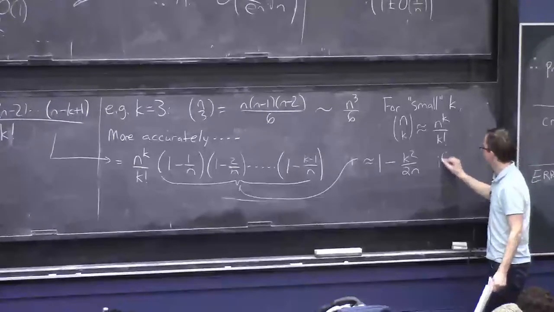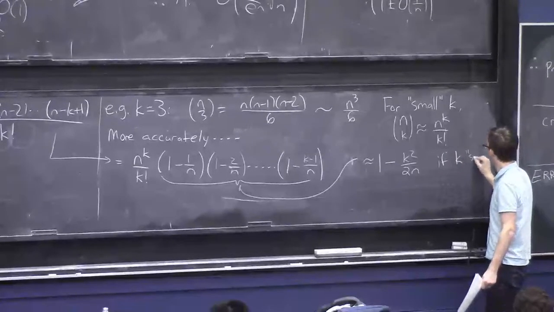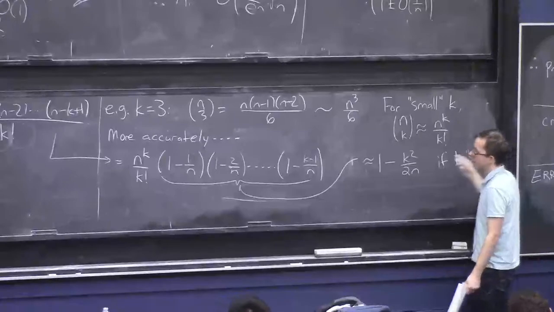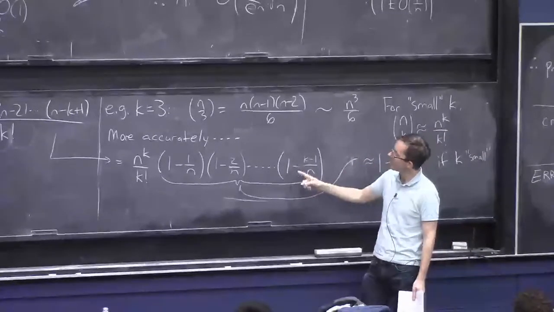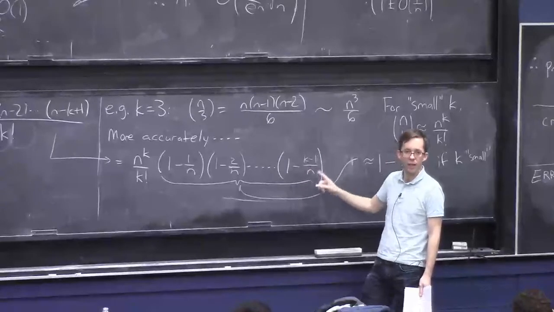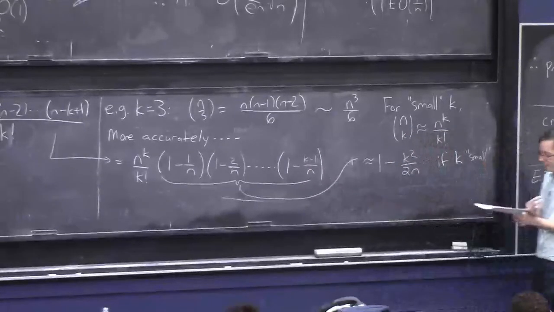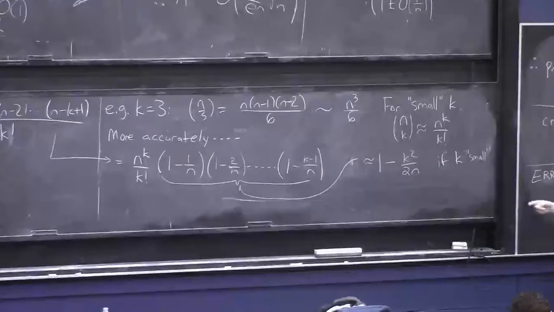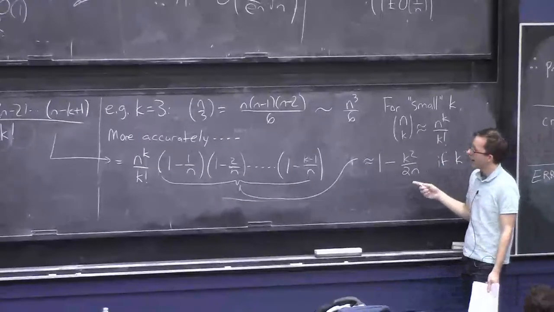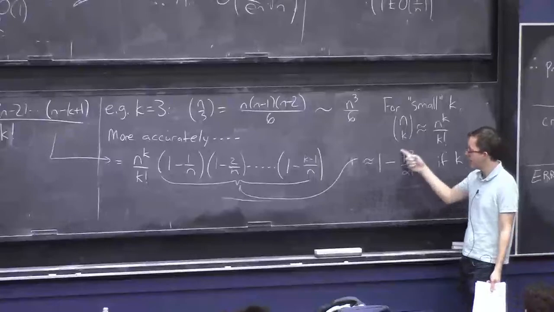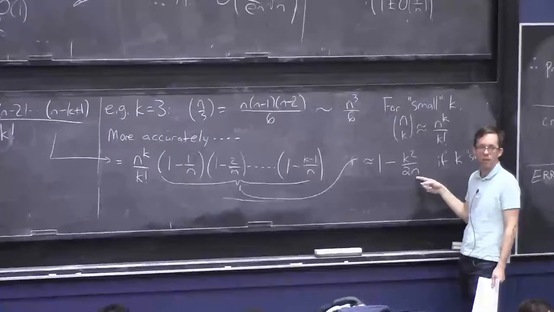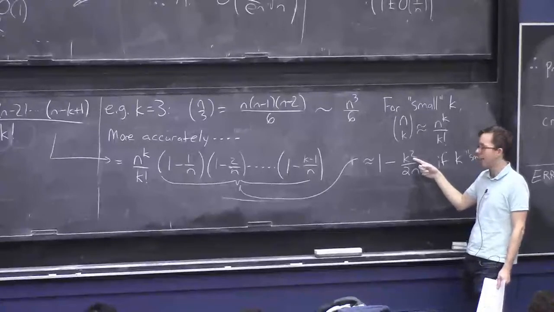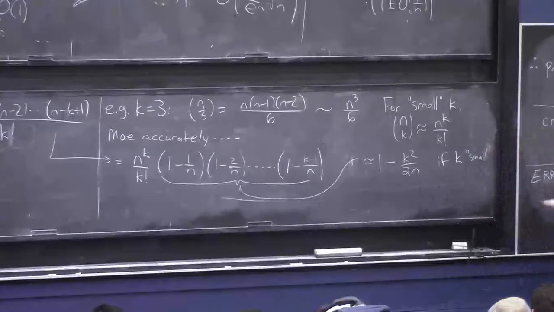But this is if k is small, because all these approximations, where this is approximately the same as e to the minus k over n, are only true if k over n is small. And in fact, if you work through it a bit more, this approximation is only accurate if this thing, which you can imagine is the overall error term, is small, which is only small if k is a lot smaller than root n.